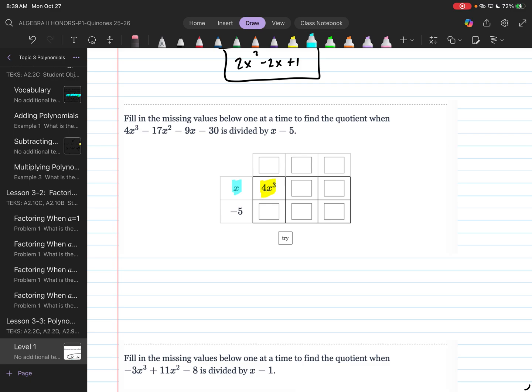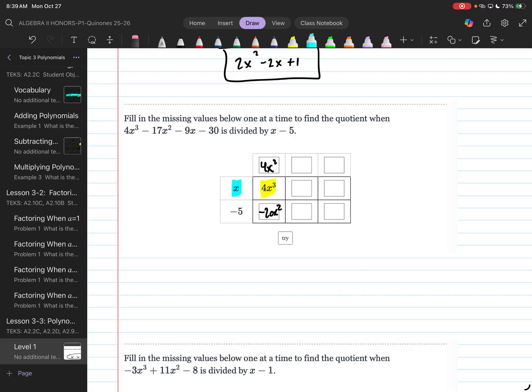X here times what will give me 4x cubed? Well, that is 4x squared. All right, fill out the rest of the box. This ends up being negative 20x squared. Yes? Okay.